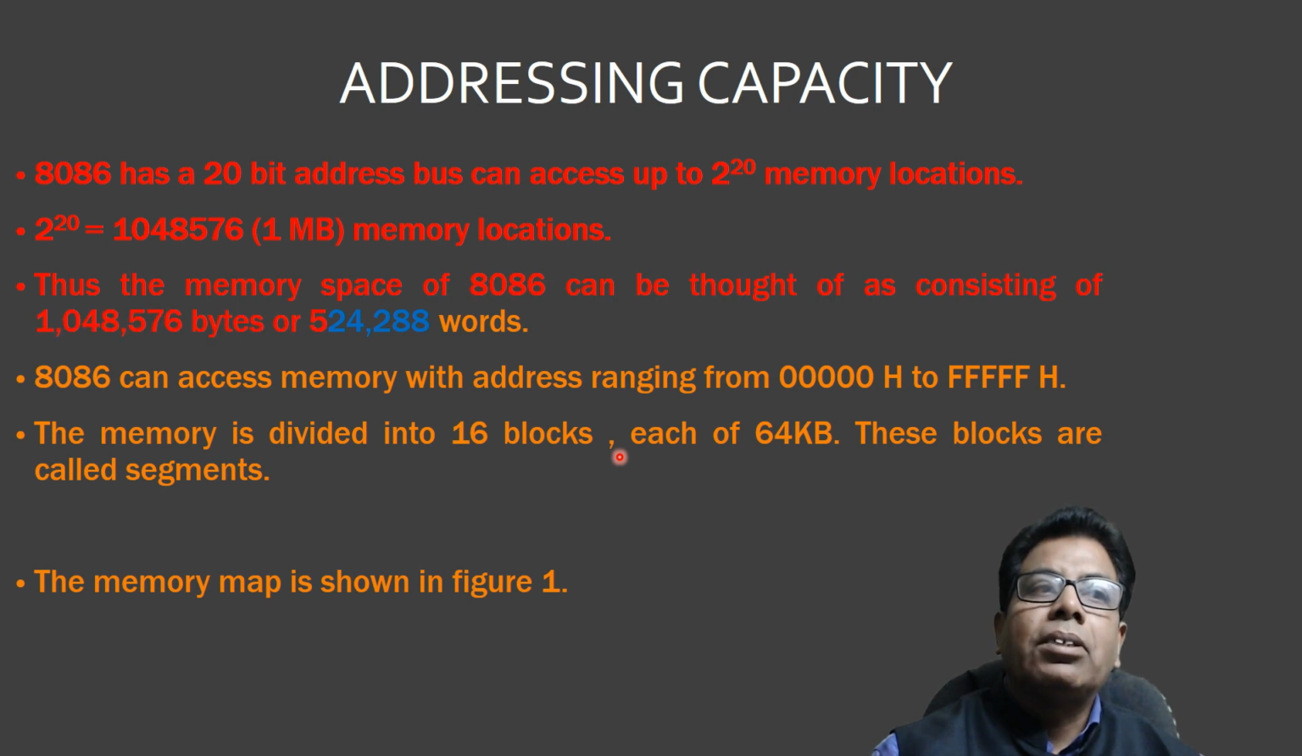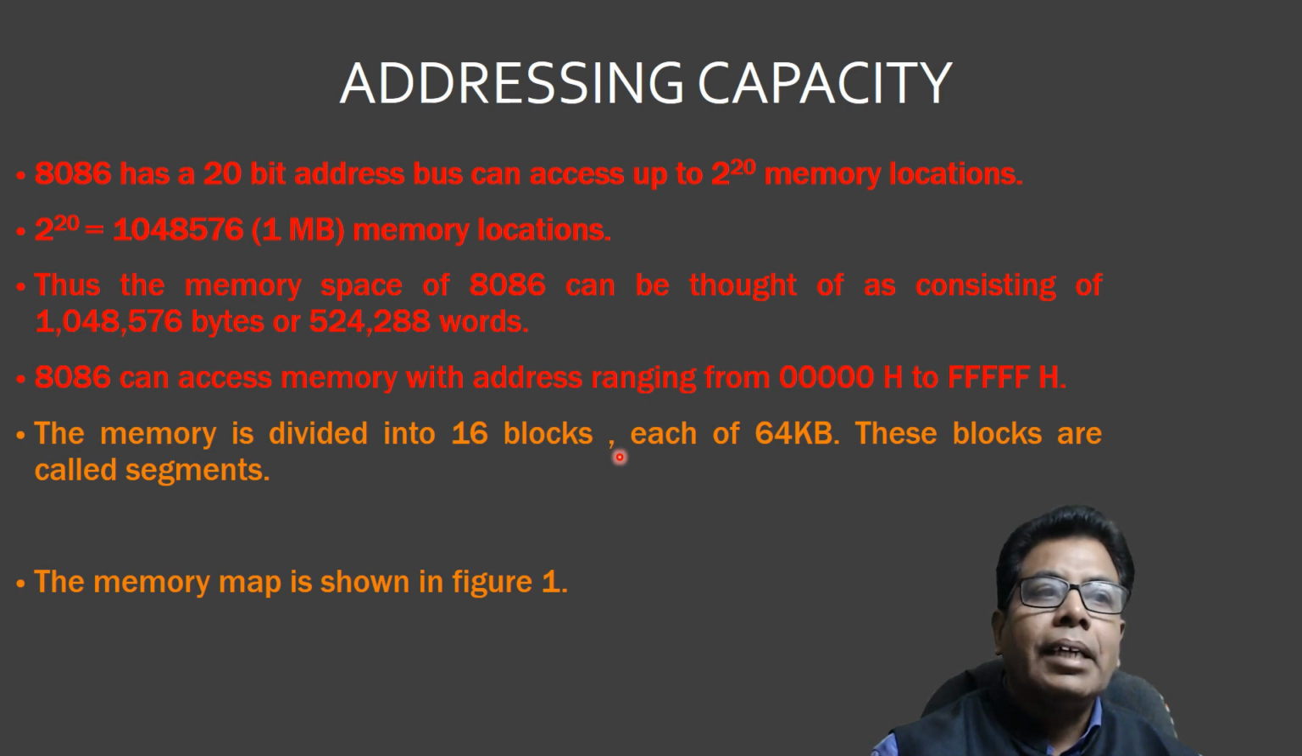Thus, memory space of 8086 can be thought of as consisting of 1048576 bytes or 524288 words. Words are nothing but 16-bit. So, the number of words will be half of the bytes. Then 8086 can access memory with address ranging from 00000H to FFFFFH. So this is the total range for 1 MB memory.